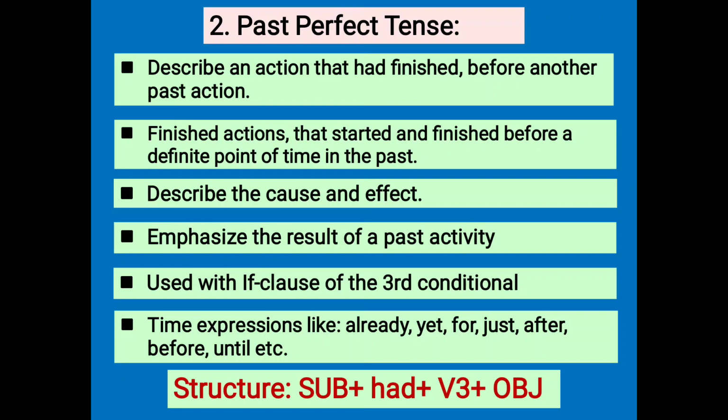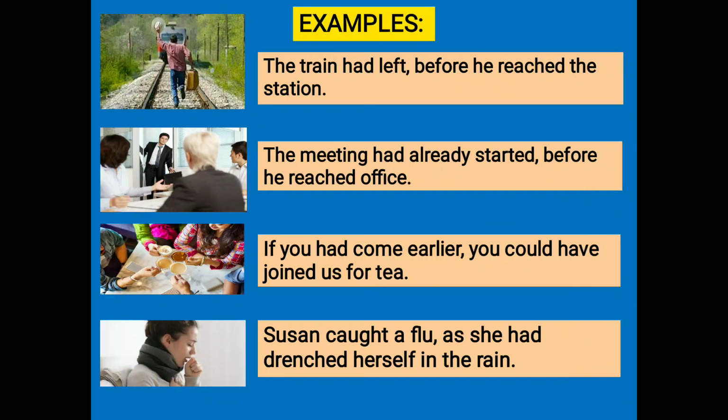I suppose you remember when the tense form was present perfect tense, the sentence structure was subject plus have or has, plus third form of the verb plus object. Now this is replaced with subject plus had. The past form of have or has is had, plus the past participle form of the main verb, not the past form or the base form, but the third form of the verb, plus the object. For example, there are a lot of examples which have been provided.